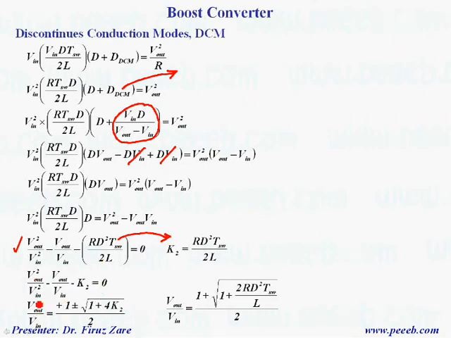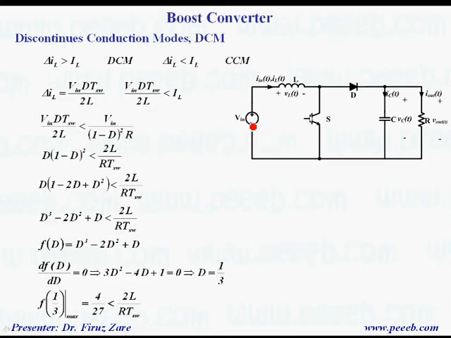When we solve this equation in terms of V out over V in, we have two answers. Because this part is more than 1, the negative is not the answer, so the positive term is the answer. That means the V out over V in conversion ratio equals this term. Now we can find the boundary condition between discontinuous conduction mode and continuous conduction mode.